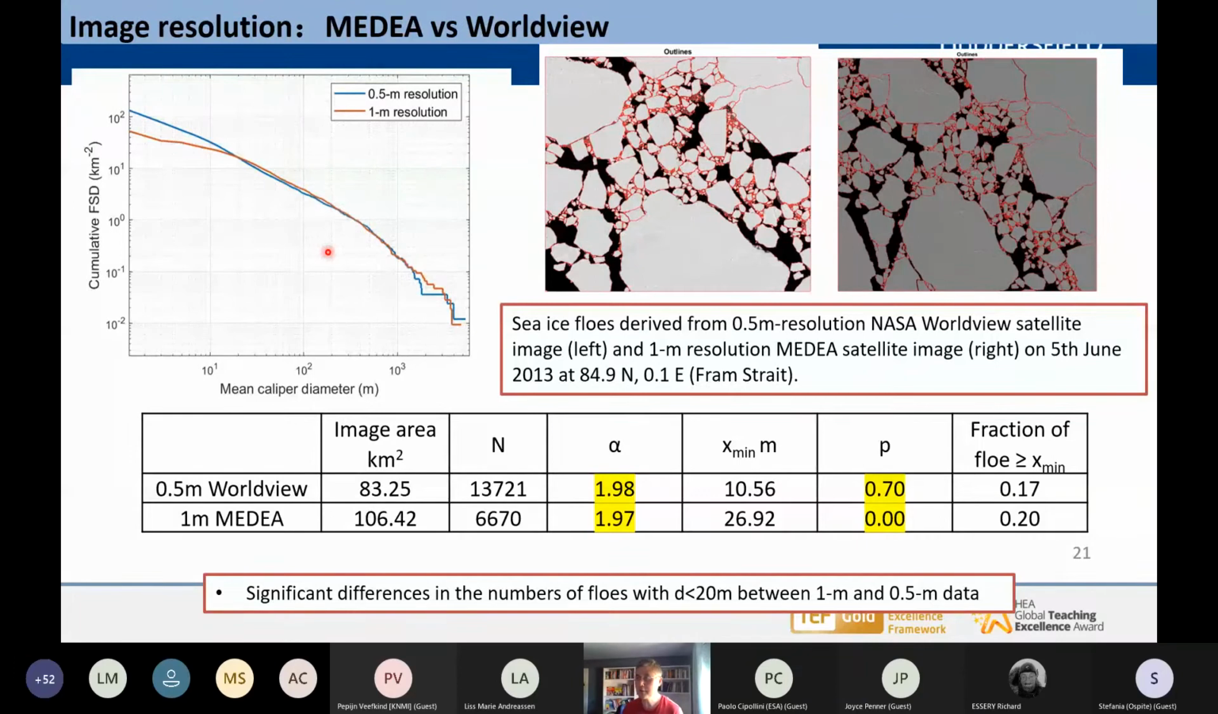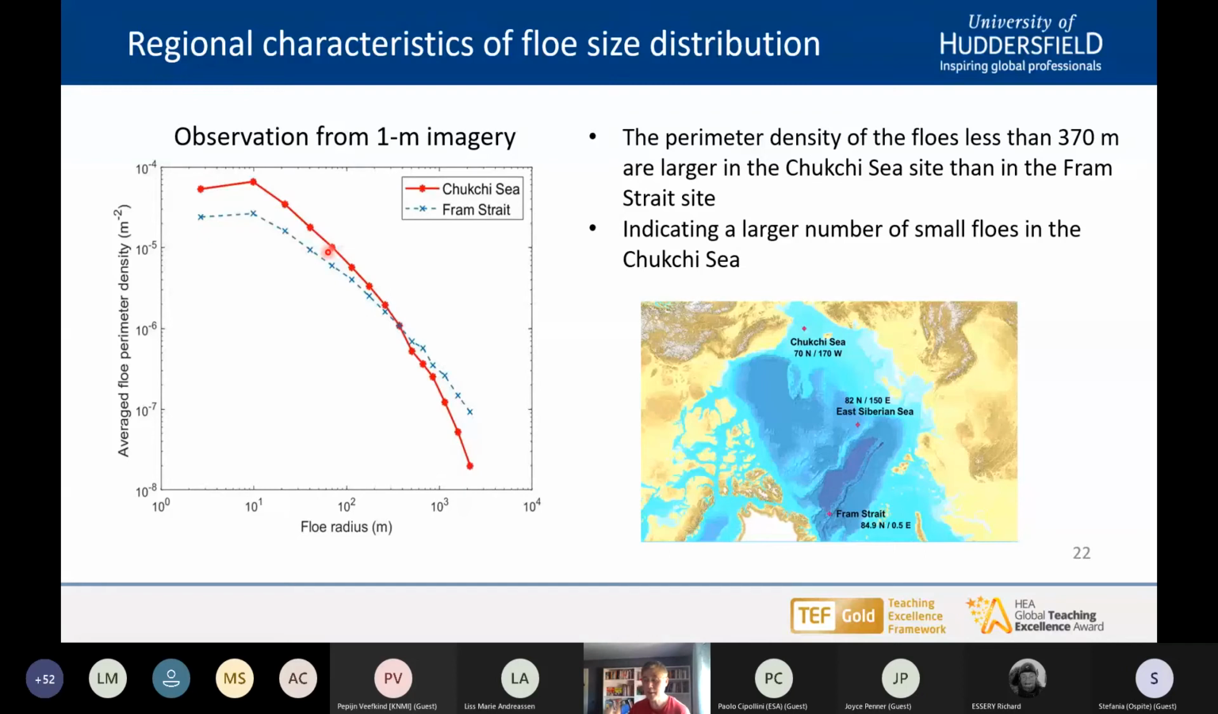However, half meter resolution data is not widely available in the Arctic. But we have quite a data set from the NASA initiative. We have 3 different sites. We analyzed these 1 meter satellite images, and this is one of the examples showing the regional difference. The Chukchi Sea site shows a higher floe perimeter density, which means it has smaller floes, than the Fram Strait site. This makes sense because of the different sea ice regimes.